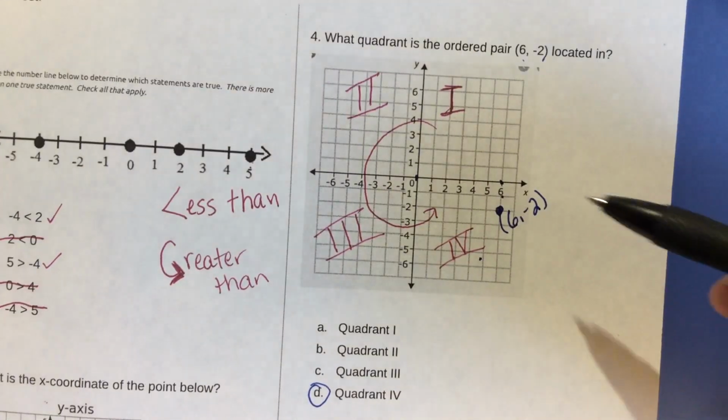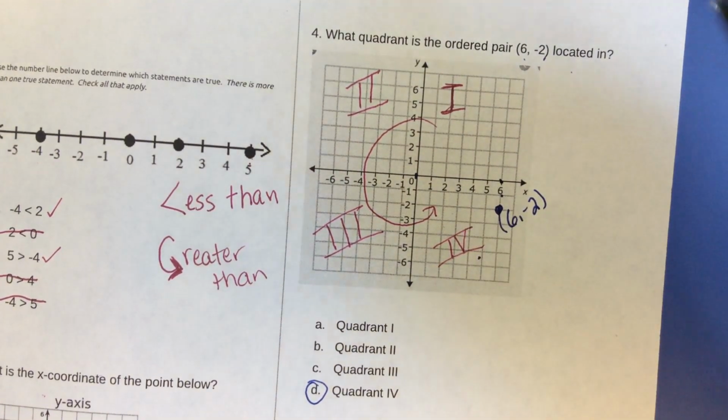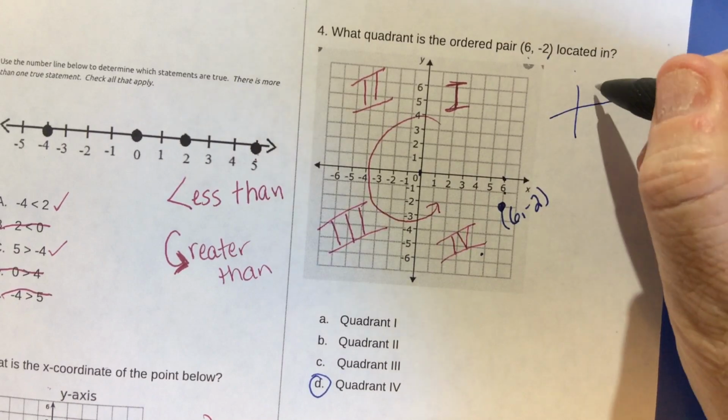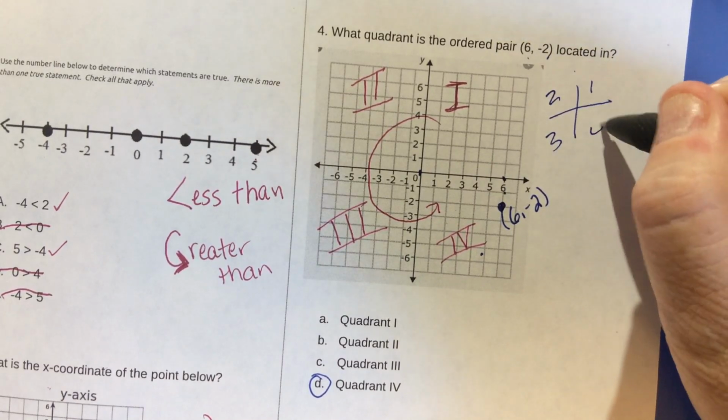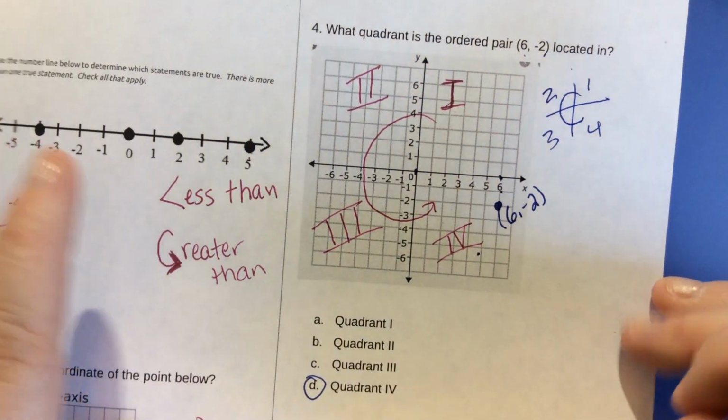Sometimes you'll even see these problems worded like this, but it will not have a picture. You're going to have to be able to draw. And you don't have to have all the coordinate plane. You can just do 1, 2, 3, 4. As long as you know they go in that order, you don't actually have to have a coordinate plane on here to answer that.